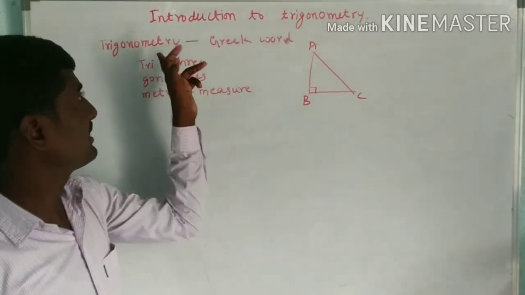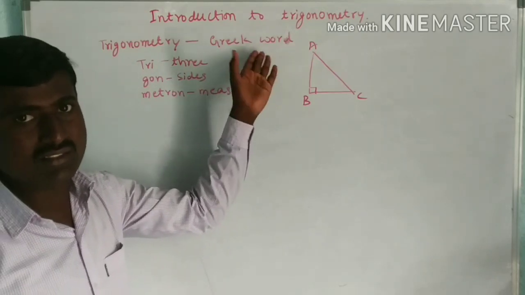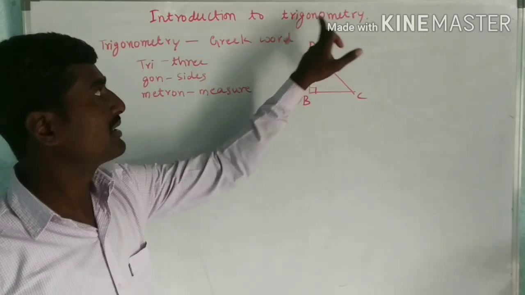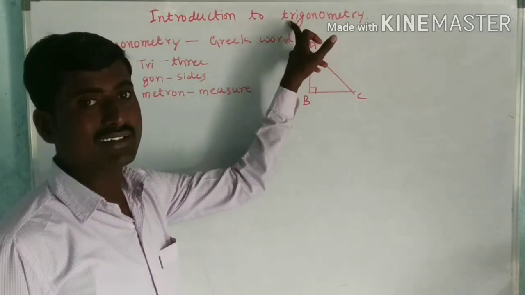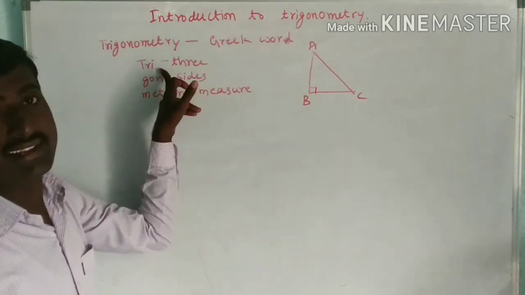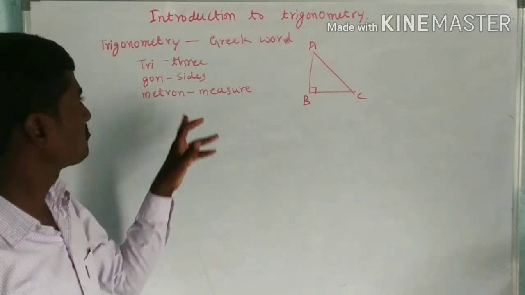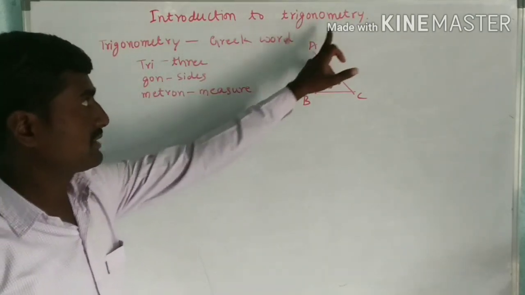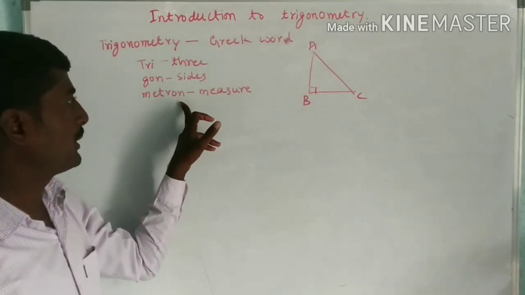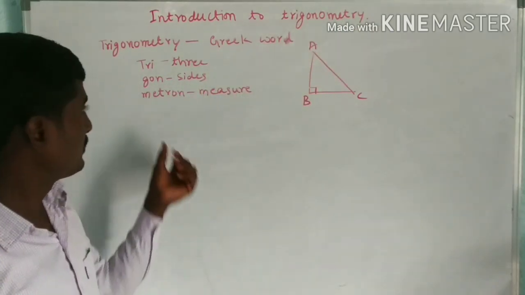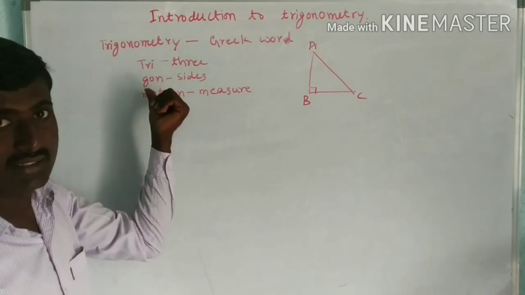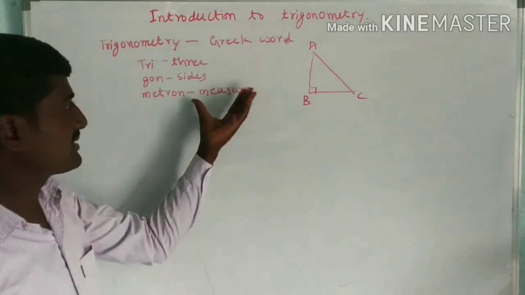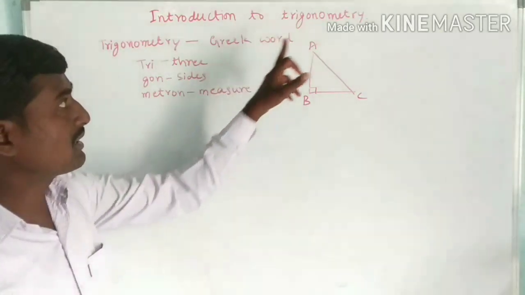So this word is derived from Greek. We see the word trigonometry. Here you can separate it. Tri, so tri is nothing but what? 3. We know it. Next, gon. Gon is nothing but what? Sides. Then metric, that you can write as metron, that is measure. So these are the Greek words. That means 3 sides measure. That is the meaning of trigonometry.